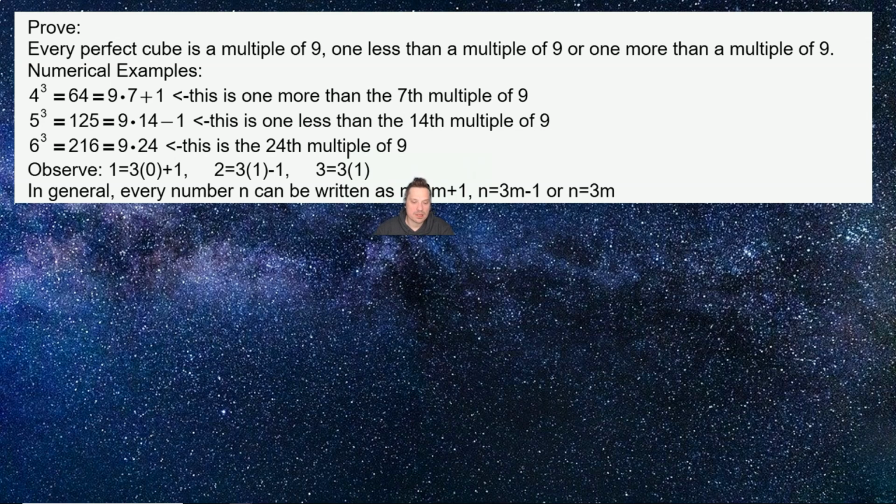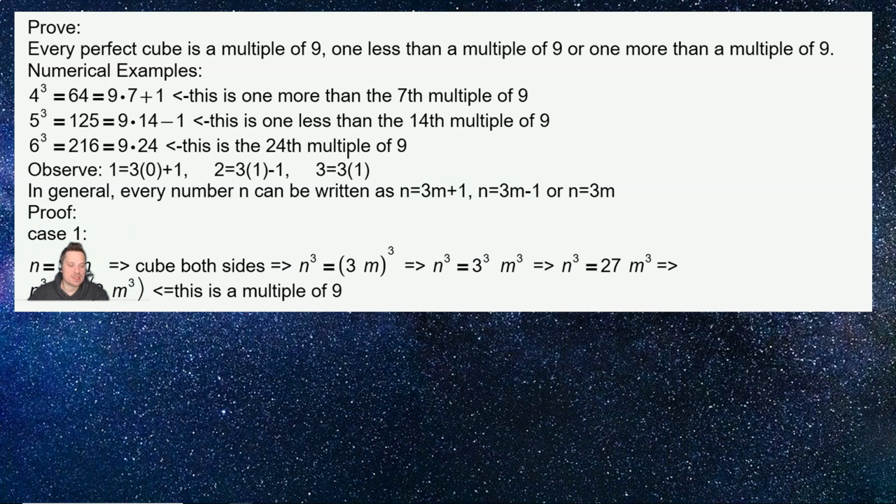Okay, let's continue. We're going to make use of this fact that pretty much any number can be written using one of these forms. I'm going to prove the first case. The first case basically pretends that n is equal to 3 times m. So what we're going to do is perform a basic operation like cubing both sides. When I do that, I will have n cubed equals (3m) cubed. We're allowed to cube both sides. It's a perfectly fine mathematical operation.